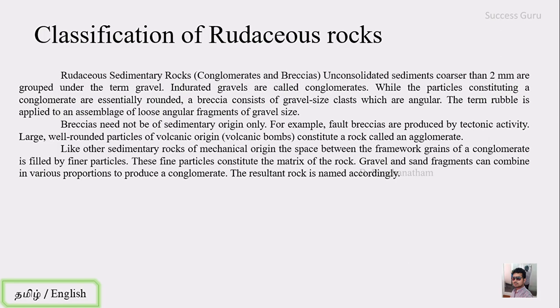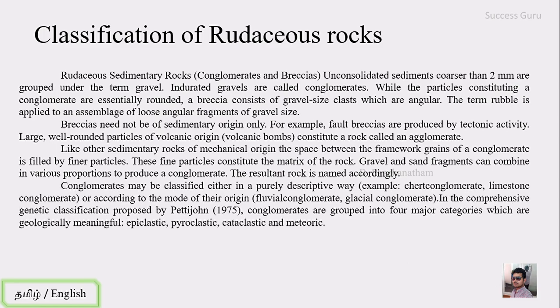Like other sedimentary rocks of mechanical origin, the space between the framework grains of a conglomerate is filled by fine particles, and these fine particles constitute the matrix of the rock. The gravel and sand fragments can combine in various proportions to produce a conglomerate, and the resulting rock is named accordingly. So just like other sedimentary rocks, the gaps between the grains are filled by finer particles, and the ratio between the coarse grain and the fine grain can be used to name that rock.